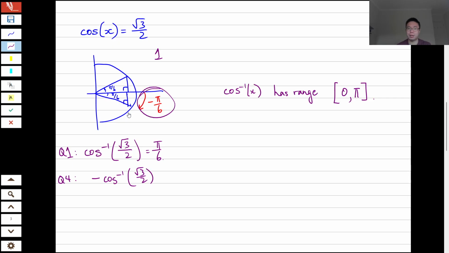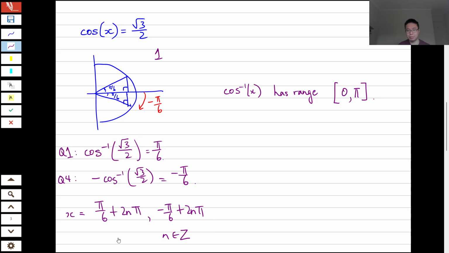So that's this part here. Take a negative angle to rotate clockwise rather than counterclockwise. So essentially what we're saying here is there are two families of solutions. I can start at pi on 6 and add 2n pi, or start at negative pi on 6 and add 2n pi, where n is an integer.